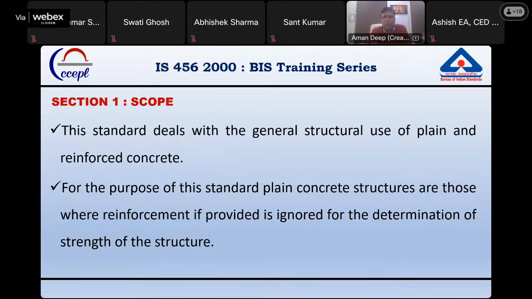For the purpose of this standard, IS 456, plain concrete structures are those structures which may be just simply PCC, meaning without any reinforcement, or if reinforcement has been provided in the concrete and is not considered for the determination of strength, then that will also be considered as PCC. So this is the scope.